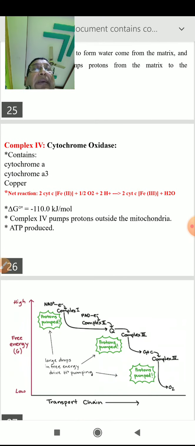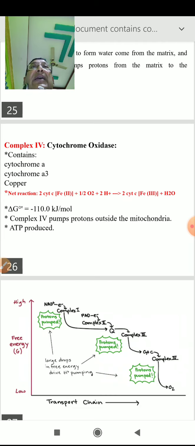In my next slide I give the details of complex 4, which contains cytochrome a and a3. The net reaction is 2 cytochrome c Fe2 plus half oxygen plus hydrogen gives cytochrome c Fe3 and water. I have already explained this earlier. Delta G0 is minus 100 kilojoules. Complex 4 pumps protons outside the mitochondrial matrix, and ATP is produced.